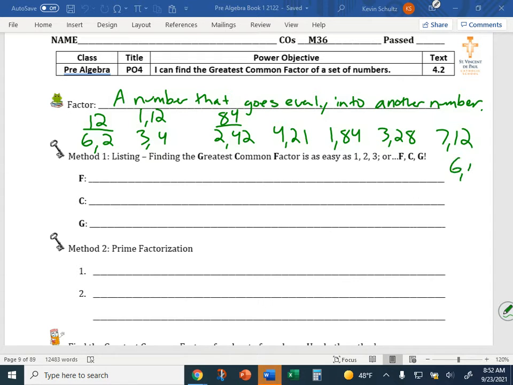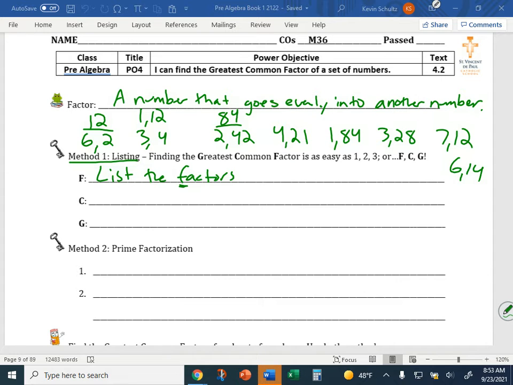6 and 14. Okay? And so, how you may have been taught greatest common factor in the past is kind of this method here. Okay? This is called the listing method because you literally just list out all of the factor pairs. It's nice because it's pretty straightforward. Just list the factors, okay? That's the F here. List those factors.